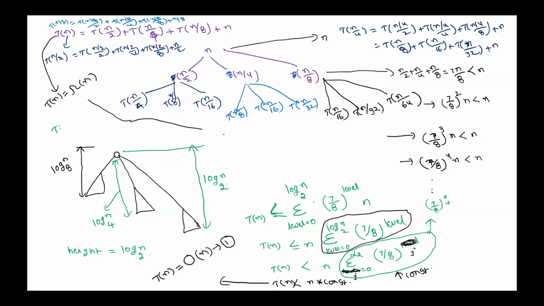Now combine these two. T of n is big O of n, and T of n is big omega of n. From these two, what can we write? T of n is theta of n. Unlike the previous case where we had n by 3, 2n by 3 plus n and got n log n, here it is only theta of n. Is the difference clear? Why did we get theta of n only? Why not n log n? What is the difference?